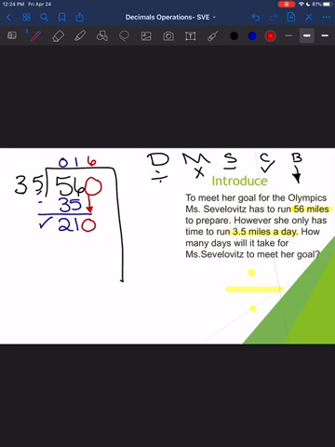So I'm going to multiply 35 times 6, which gives me 210. And I'm going to subtract 210 from 210, and that gives me the answer of 0. So 0 is smaller than 35, and then I don't have anything else left to bring down. So if I'm answering the question, how many days will it take for Miss Savelovitz to meet her goal? It would take Miss Savelovitz 16 days to meet her goal. So for 16 days, she will run 3 5/10 miles, and that would get her to 56 miles.